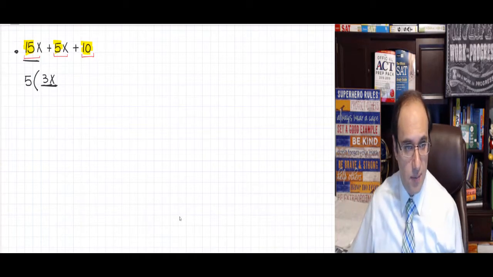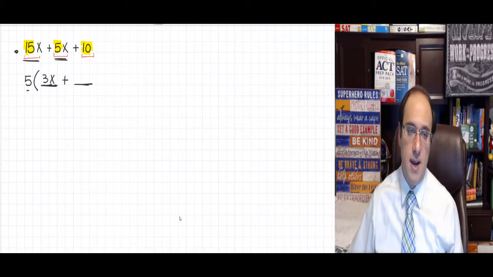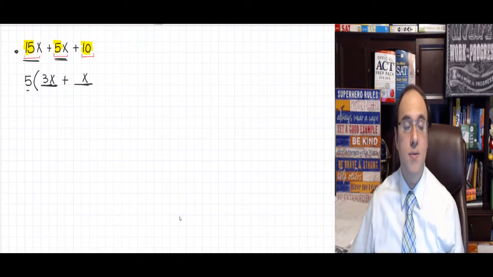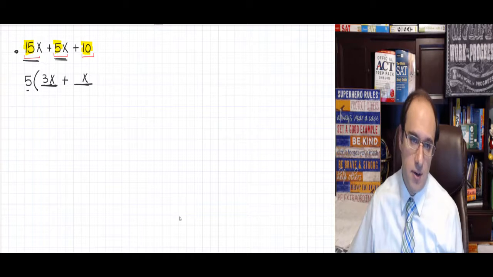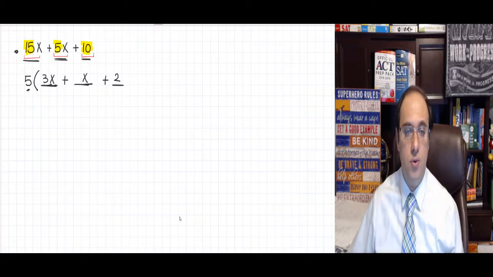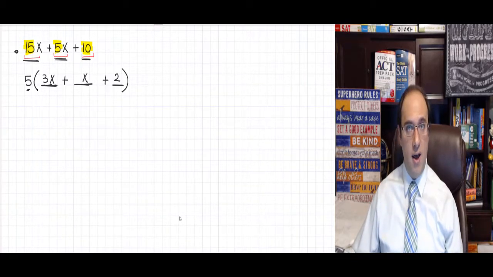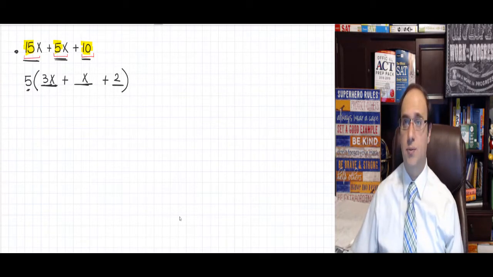Then put the plus sign. In order for 5 times something to give me 5x, there has to be an x. 5 times what gives me 5x? 5 times 1 equals 5. So it's just x. Then put the plus sign. 5 times something has to equal 10. 5 times 2. So I'm done. 5, parentheses, 3x plus x plus 2.